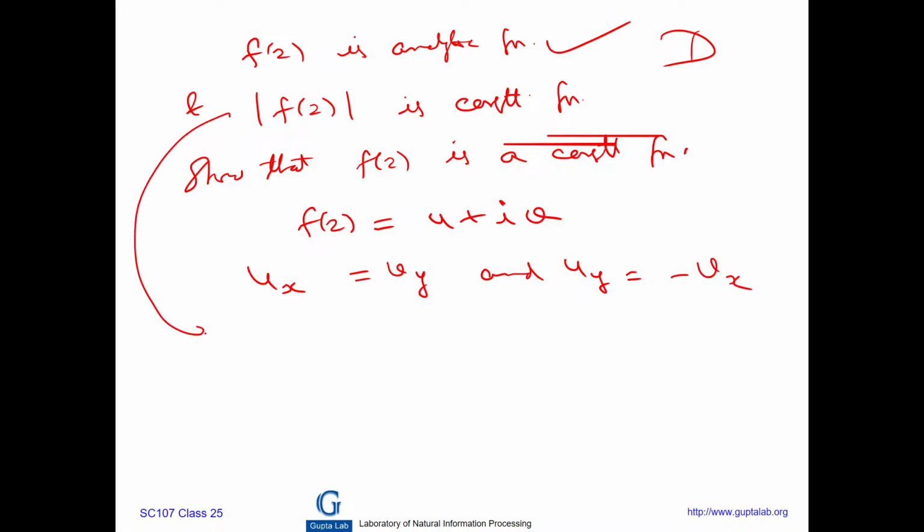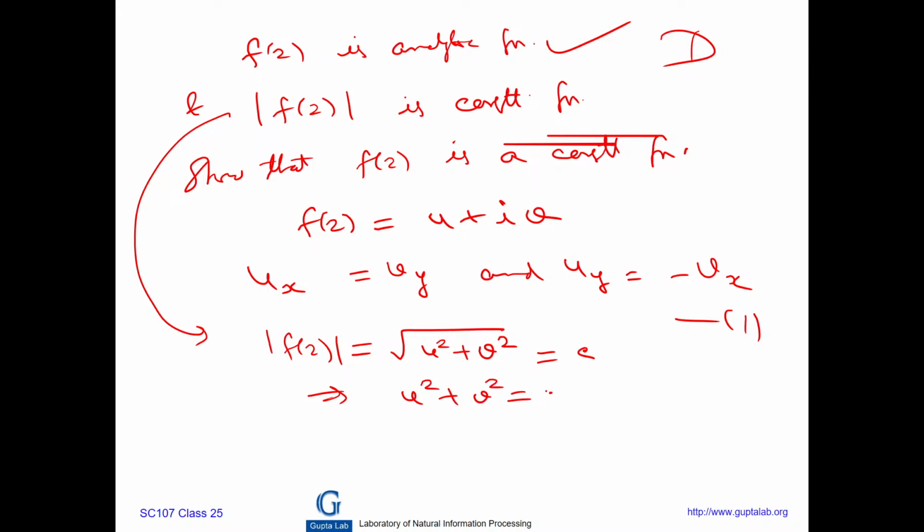That is equation 1. Now it is given that mod of f(z) is a constant. So mod of f(z) will be the square root of u² + v², and this is a constant c. This implies that u² + v² = c². We can differentiate it with respect to x. What will we get? 2u ∂u/∂x + 2v ∂v/∂x = 0.